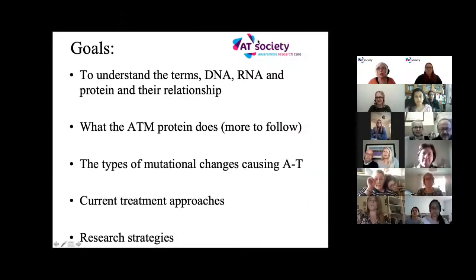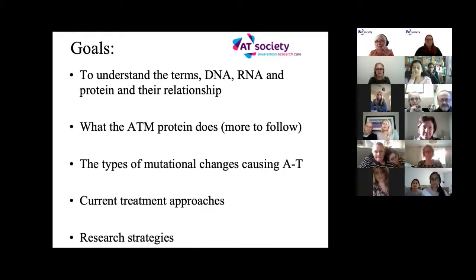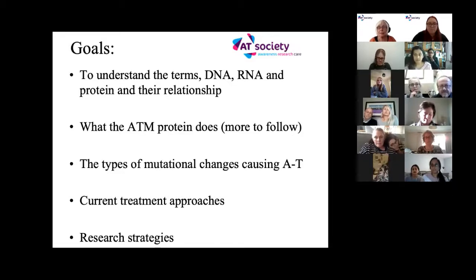Okay, so what I'm going to try and do is get you to understand the terms DNA, RNA, protein and their relationship, because they're the essential things in the cell that's going to be relevant for understanding ATM. We'll talk about what the ATM protein does, but you'll learn to understand what I mean by the ATM protein. And we'll go through that a little bit more next time. And I'll talk about the types of mutations that cause AT, and then we'll move on next time.